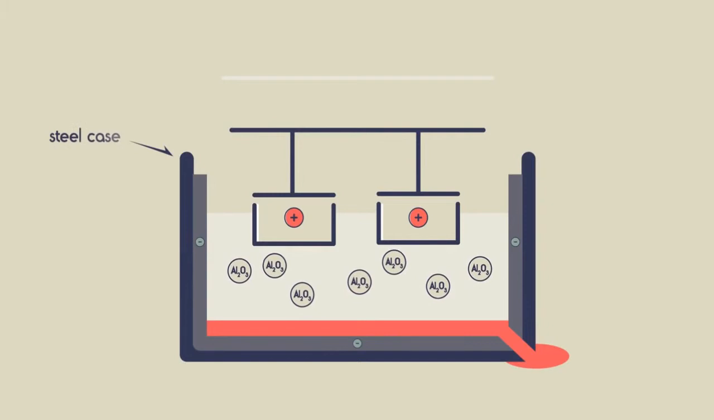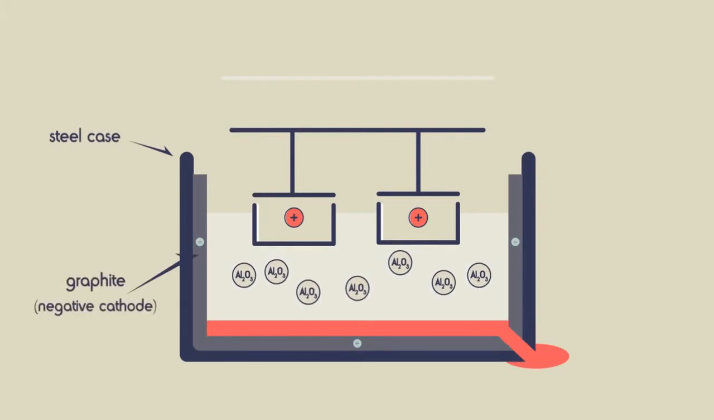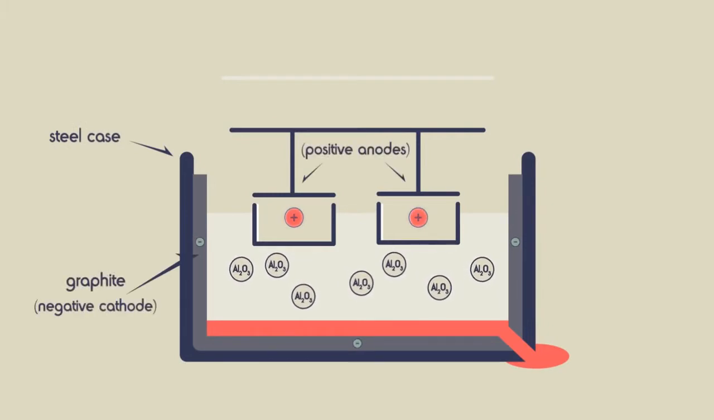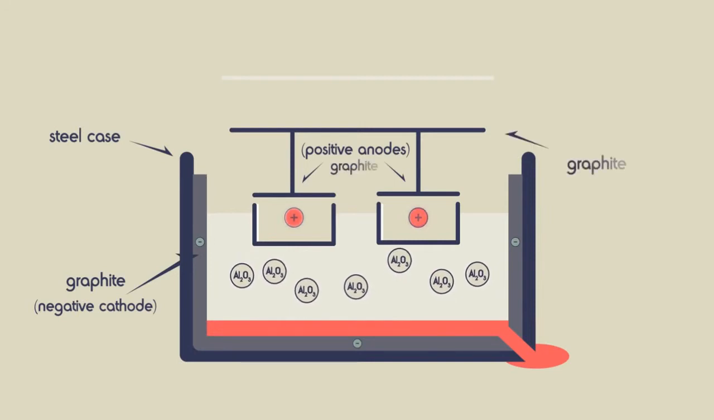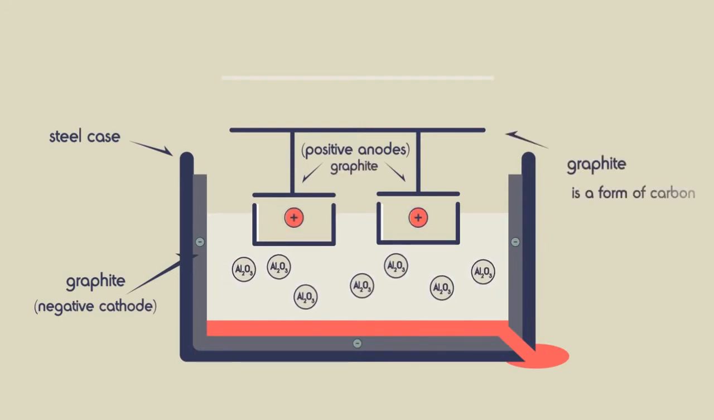The steel case is coated with graphite, providing the negative cathode. The positive anodes are immersed in the molten cryolite and are also made of graphite. Remember that graphite is a form of carbon.